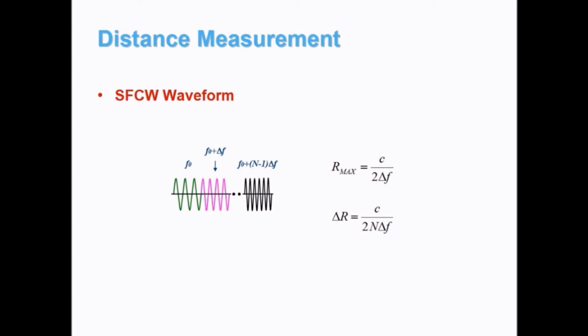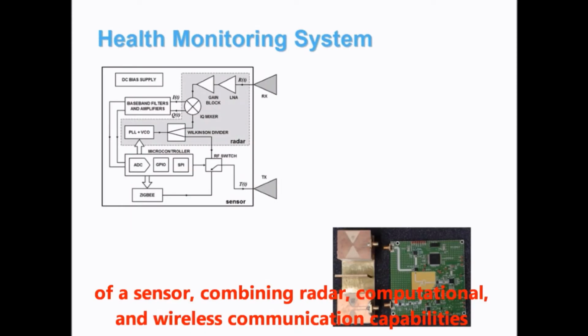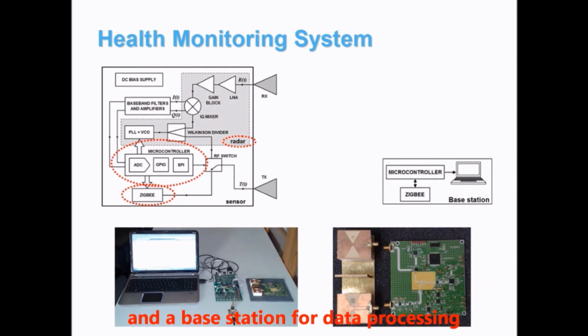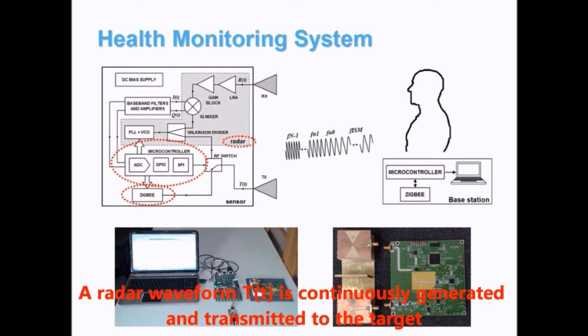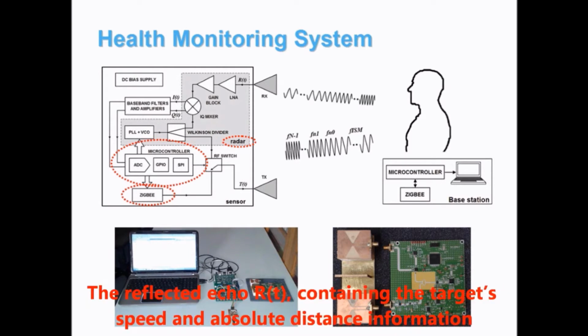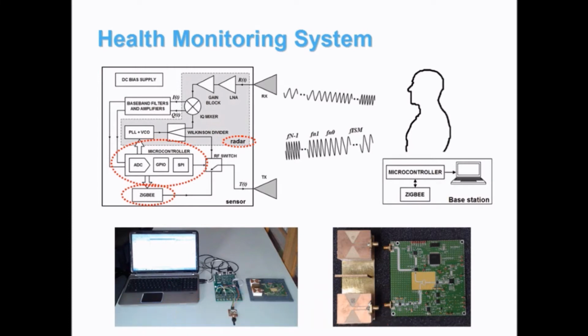The presented system consists of a sensor combining radar, computational and wireless communication capabilities, and a base station for data processing. A radar waveform, T, is continuously generated and transmitted to the target. The reflected echo, R, containing the target speed and absolute distance information, is collected by the receiver.